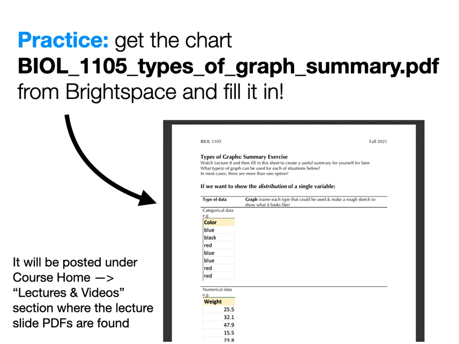Okay, and the last slide for this lecture. One thing you should do now that you've watched this is go to Brightspace, get this PDF that I've posted called Biology 1105 Types of Graph Summary, and fill it in. It's kind of a study aid. It shows you different types of data, and it asks you to fill in the type of graph that would achieve different goals, and you should be able to fill that in based on this lecture.